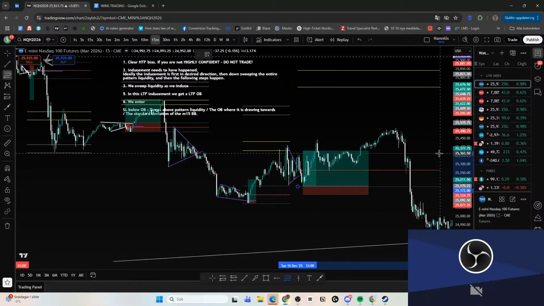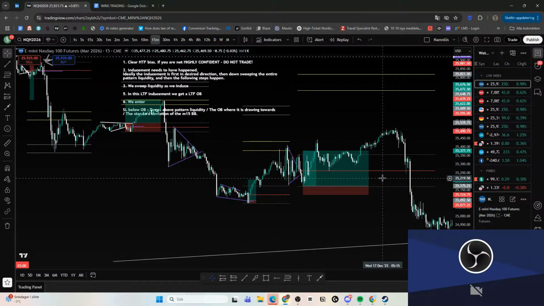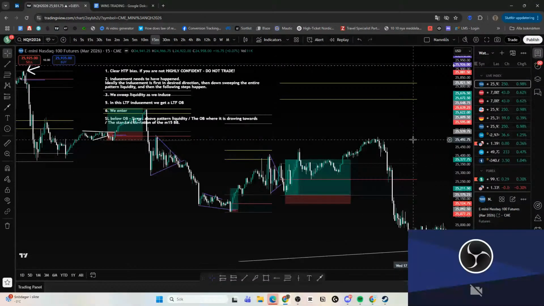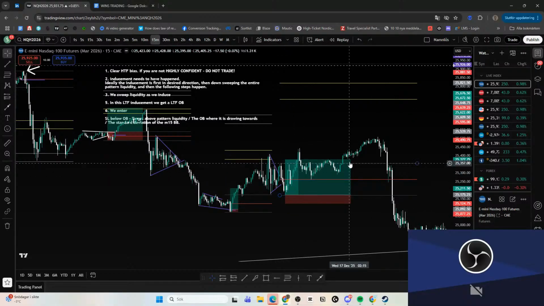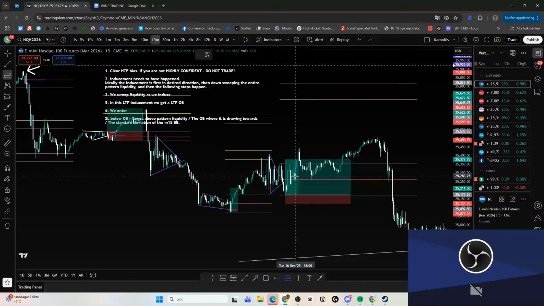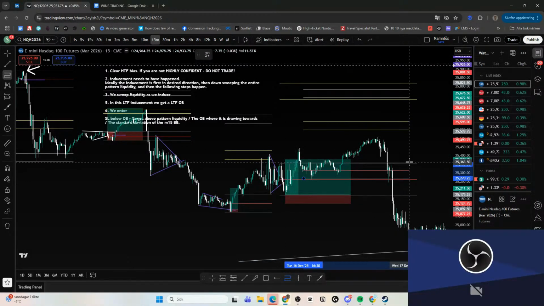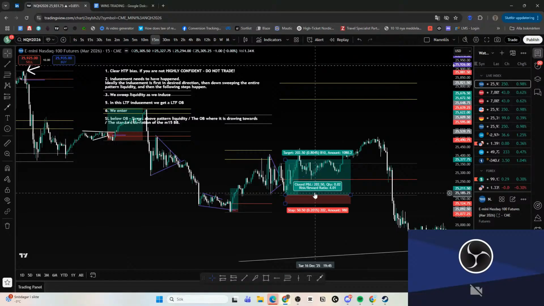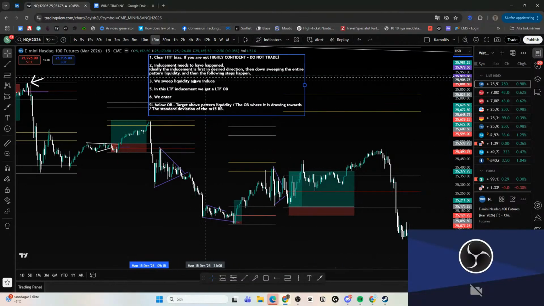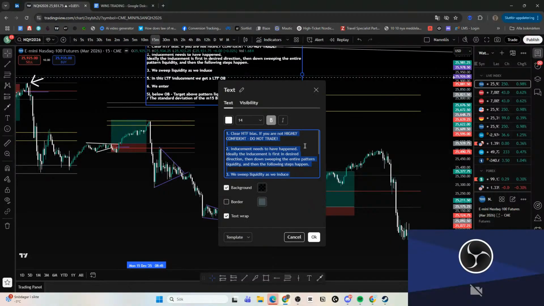Did this one extend? Certainly did not. Where did it go then? It's clearly this one, that's the order block being referred to. Did it go to this one? We enter. I should clarify. Target. Stop loss below the order block. Target.